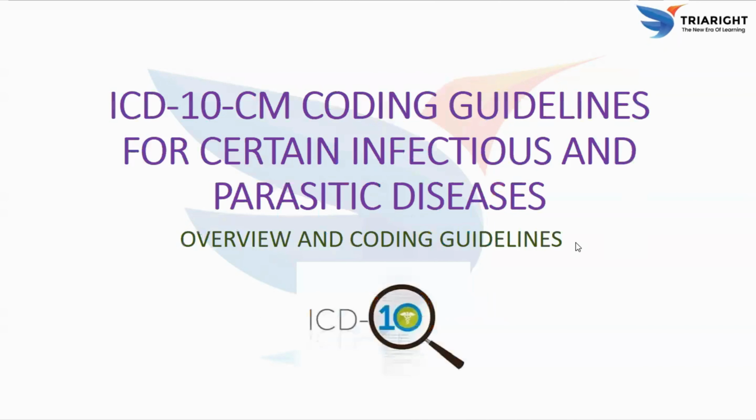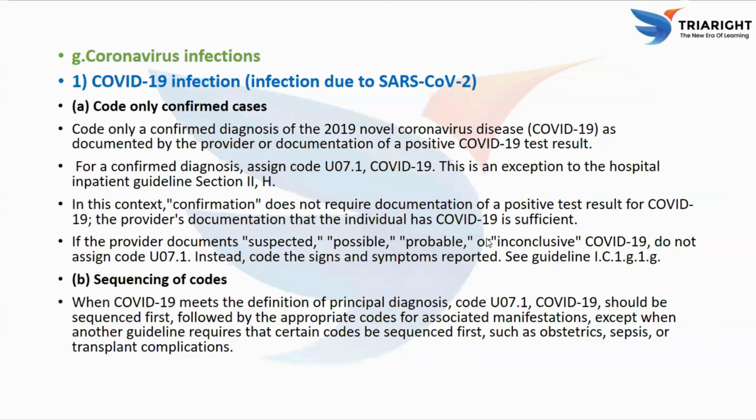So today you're going to learn about the ICD-10-CM coding guidelines for certain infectious and parasitic diseases. In this session you will be learning about the coronavirus infections. So how do you code? What are the coding guidelines for assigning COVID-19 infection? COVID-19 is an infection due to SARS-CoV-2.